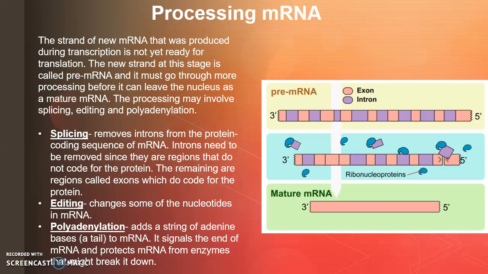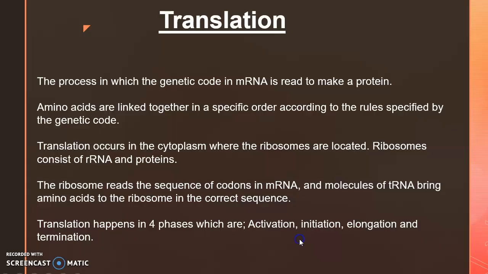In this picture, we can see the pre-mRNA, which includes the exons and introns, and then the ribonucleoproteins remove the introns, and what is left is a mature mRNA, which consists of only exons. Now that the strand of mRNA has left the nucleus as a mature mRNA, the next step in protein synthesis will take place, and that is translation.